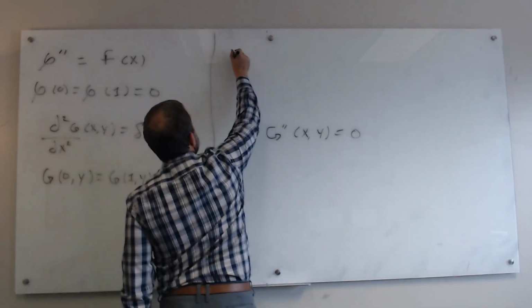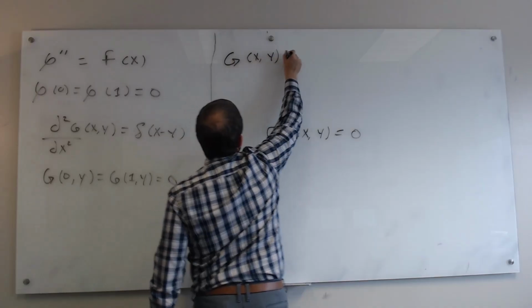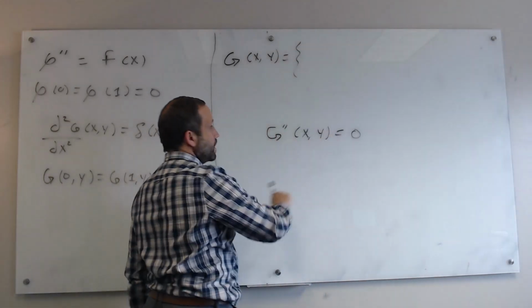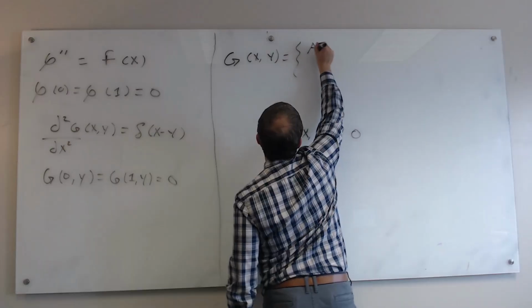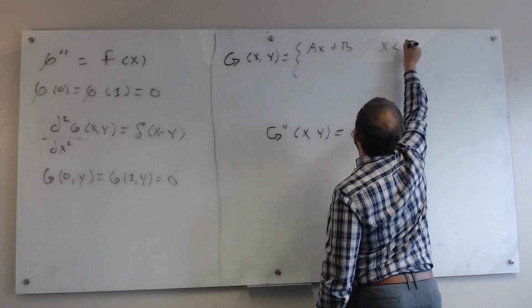So in other words, this tells us that g of x, y, its second derivative is equal to 0, so it's equal to ax plus b when x is less than y.